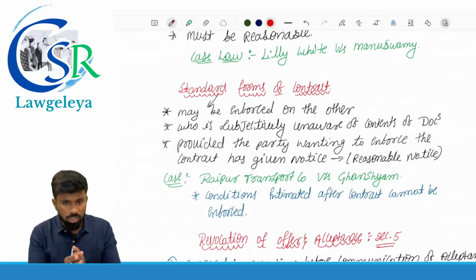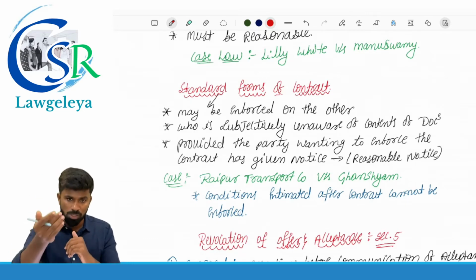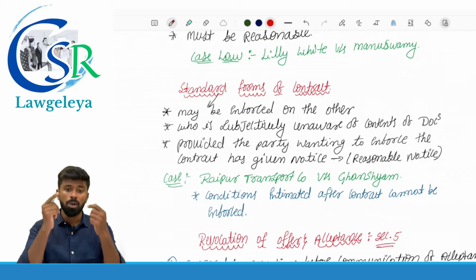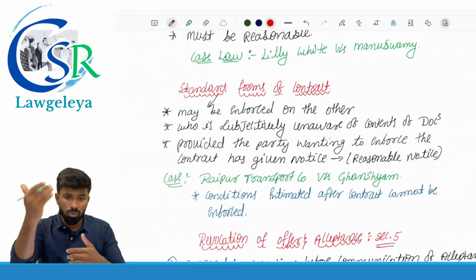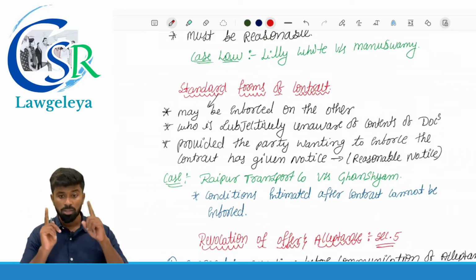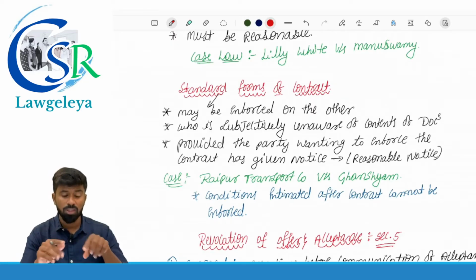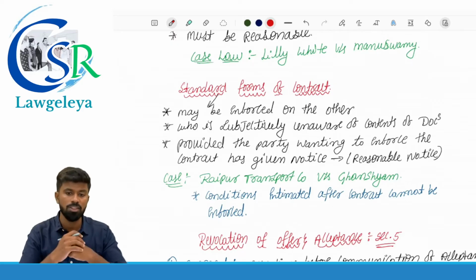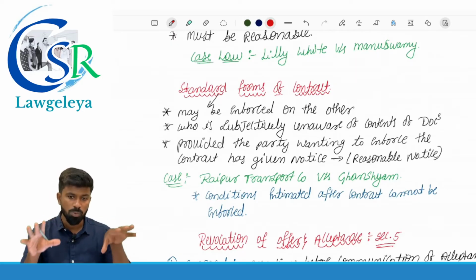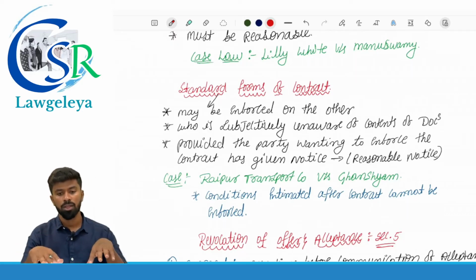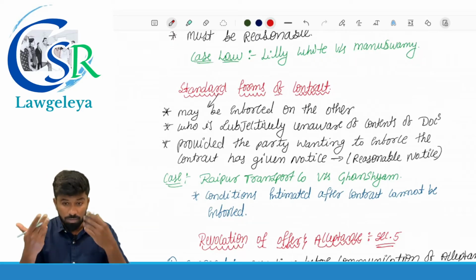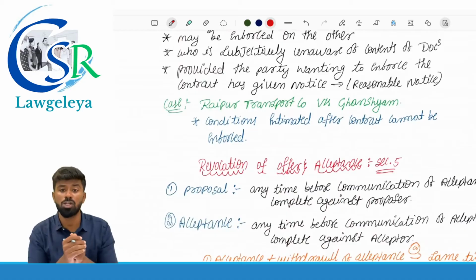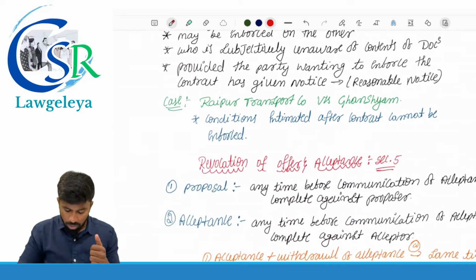The special conditions may be enforced on the other person who is not aware about the contents of the document, provided that the party wanting to enforce has given what notice? A reasonable notice. But that reasonable notice must be given when the contract was made, not after the contract was made. For that, we have a case law called Raipur Transport Company versus Gansham, where the conditions were communicated after the contract was made. Is it valid or invalid? Invalid. Can it be enforced? Cannot be enforced.